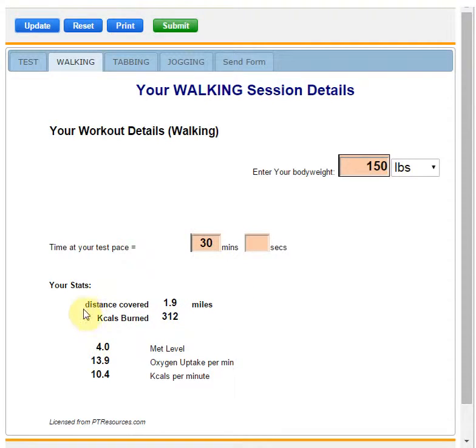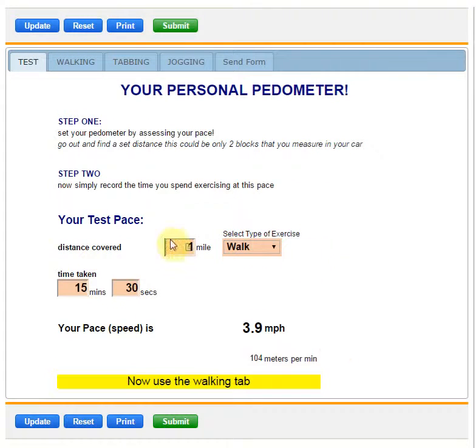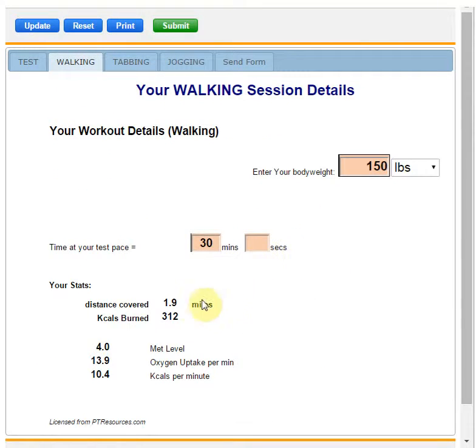First thing is that given the 30 minutes, this particular level, they covered 1.9 miles. Their calories burned was 312 calories for the session. The MET level that they was working at was 4, and the oxygen uptake per minute is 13.9. So this can obviously be compared, as with the MET level, to their percentage VO2 max. And the calories burned per minute was 10.4.